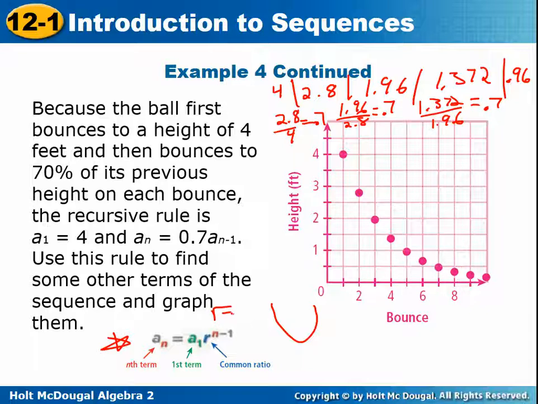So R is equal to 0.7. Our first term is the 4. So we're just going to write this as a sub n is equal to 4 times 0.7 to the n minus 1.